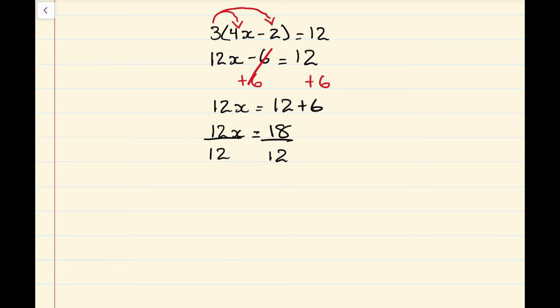And we know that 12 divided by 12 is 1. And 1x is just equal to x. So then x is going to equal 18 over 12. And we simplify that by using 6, because 6 goes into 12 2 times, and 6 goes into 18 3 times. So then we're just going to be left with 3 divided by 2. And that's basically how to solve that question.